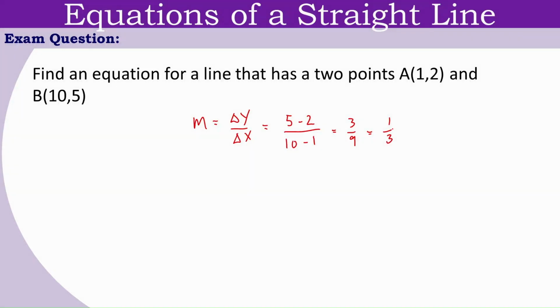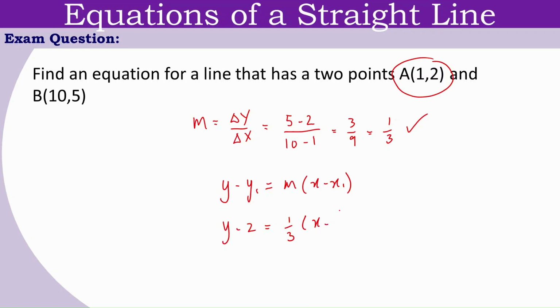The next step we can take is we can plug in our values. So we can choose one point. Let's choose A, and we have a gradient, which is 1 over 3. And we can plug that into our equation y take away y1 is equal to m times x take away x1. So our y value is going to be 2, so that's y take away 2 is equal to gradient, which is 1 over 3, times x take away x1, which is 1.